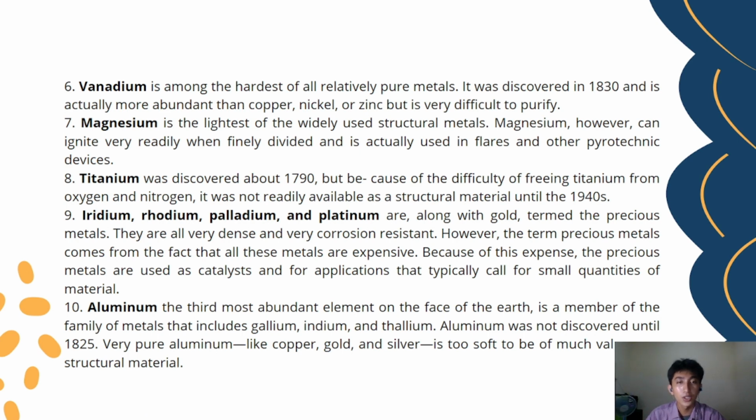Aluminum is the third most abundant element on the face of the Earth. It's a member of the family of metals that includes gallium, indium, and thallium. Aluminum was not discovered until 1825. Very pure aluminum, like copper, gold, and silver, is not thought to be of much value as a structural material.